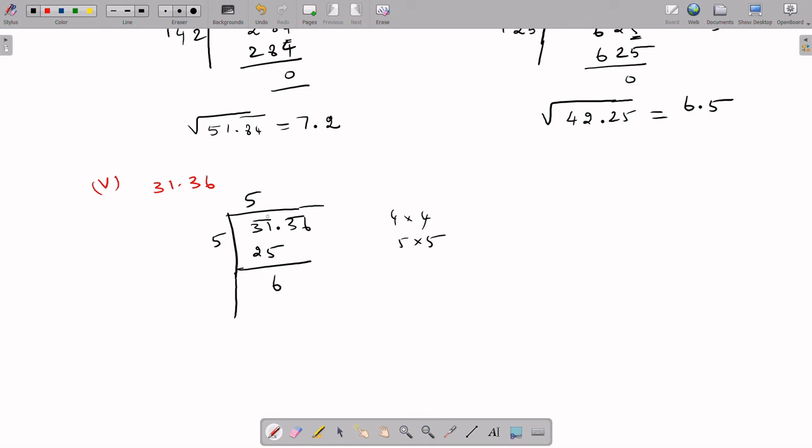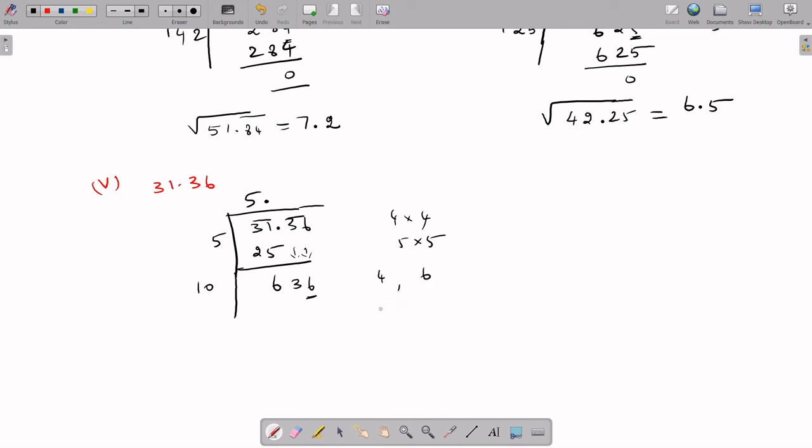Okay. And here this is over. You put a decimal here. And 5 plus 5 you have a 10. And this 36 you have to take here. Okay. And then 6 is there now. So 4 4s are 16. Okay. 4 4s are 16. And 6 6s are 36.